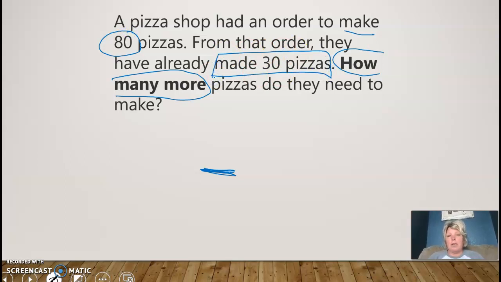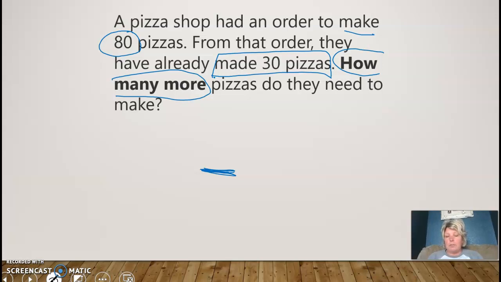Will you pause the video, write your subtraction problem, and solve, or count up as another strategy to find out how many more pizzas do they need to make? Ready to check your answer?